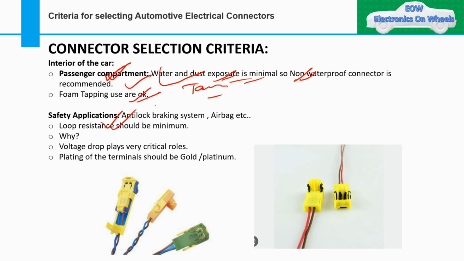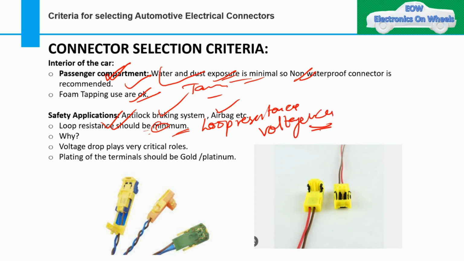Then safety application, anti-lock brake system, airbag. In this, what you have to do is maintain loop resistance at a minimum. Why do I want loop resistance minimum? Because I want the voltage drop to be lesser, so that my function is not affected by that. So that's why I need the loop resistance minimum. Then voltage plays a very critical role in this. If your voltage drop goes beyond a particular value, then your particular function will be affected. That's why we do not want any signal deterioration, or signal going missing.